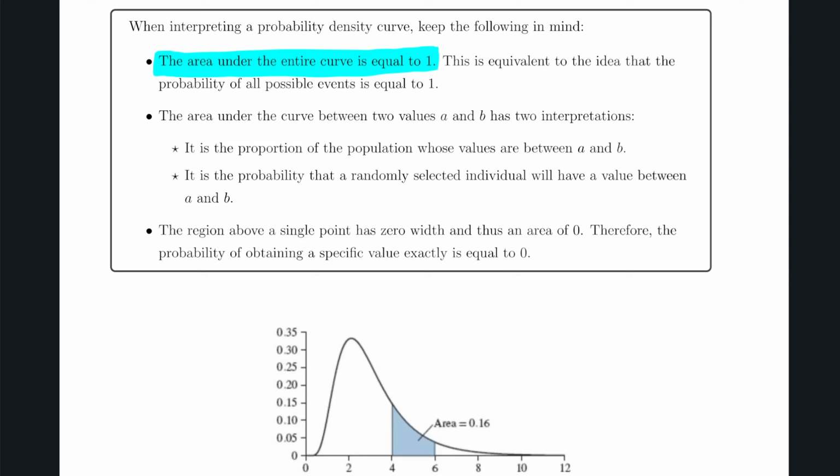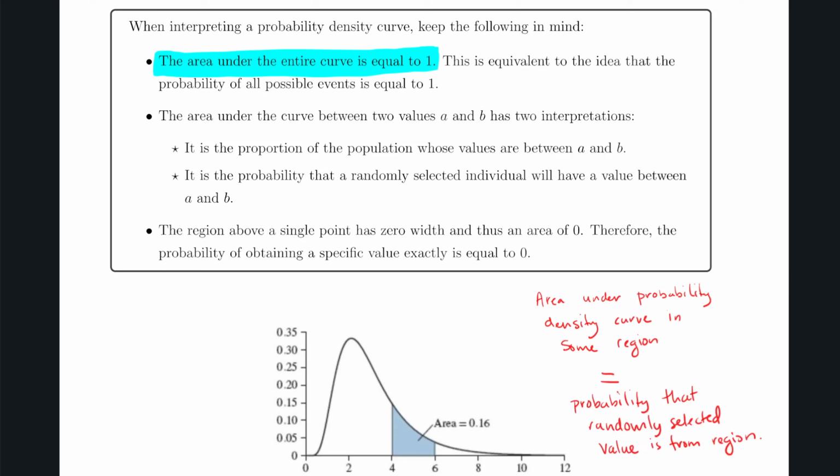Now, one thing that we want to keep in mind, this is a new concept: the area under the probability density curve in some region is equivalent to the probability that if you randomly select an individual from all possibilities, you would select something from that region. So the area under this curve is related to the probability of randomly selecting from that region. So tying this together, since the area under this entire curve is equal to 1, then the probability of all possible events that could occur is equal to 1, which is something we knew from before.